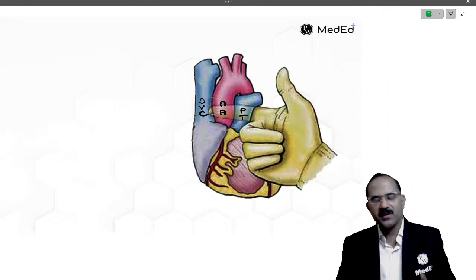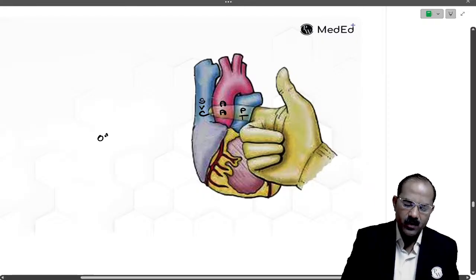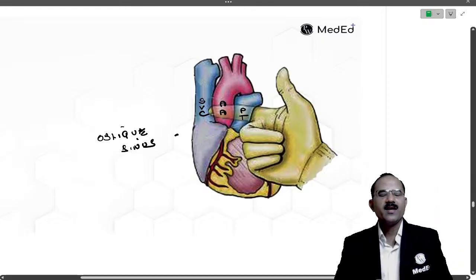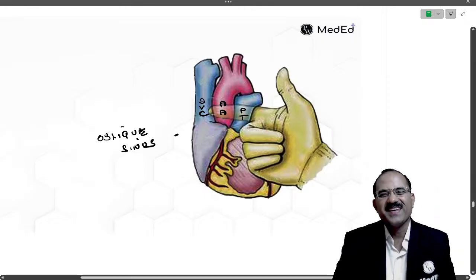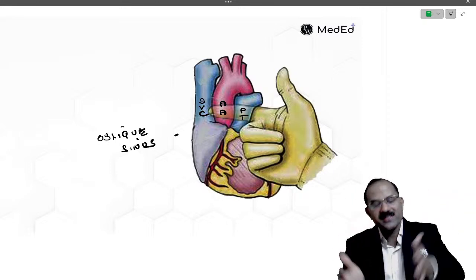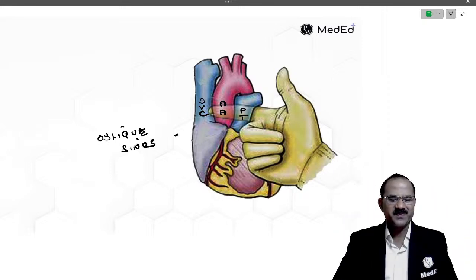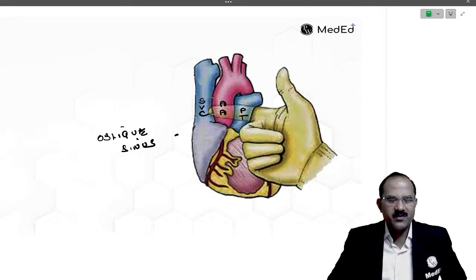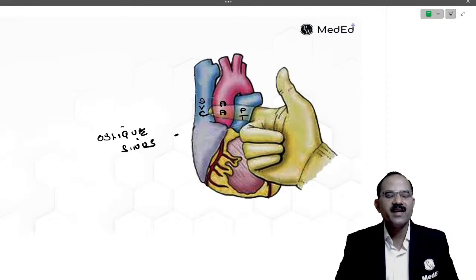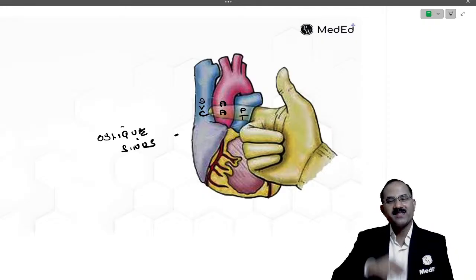Fine. And there's one more sinus of the heart that is known as the oblique sinus. Tell me, where does the oblique sinus lie? The oblique sinus of the pericardium lies behind what? Behind the left atrium. Yes, the oblique sinus of the pericardium.